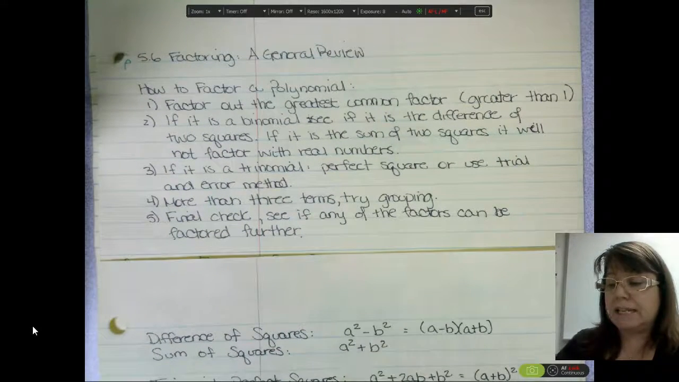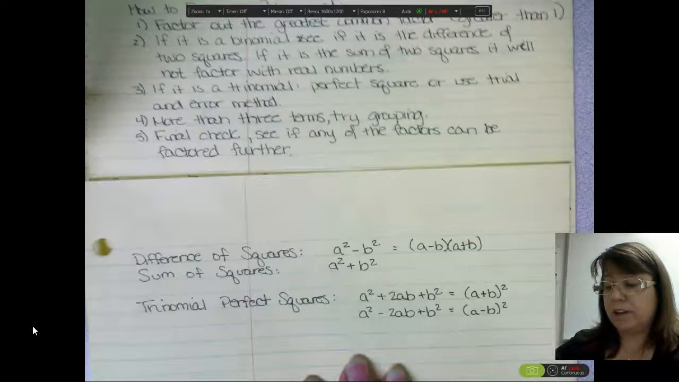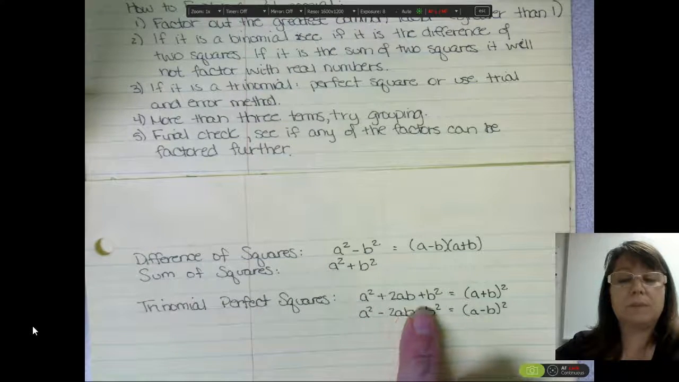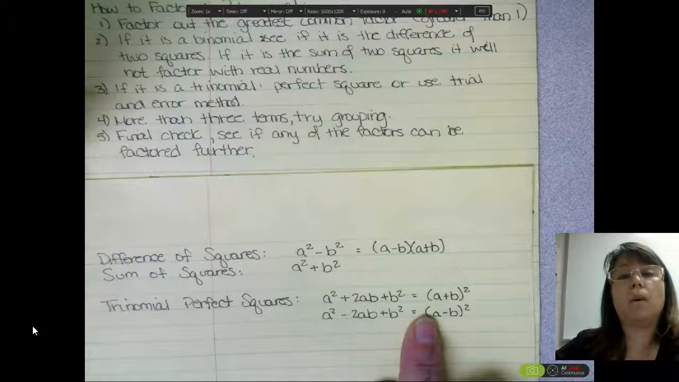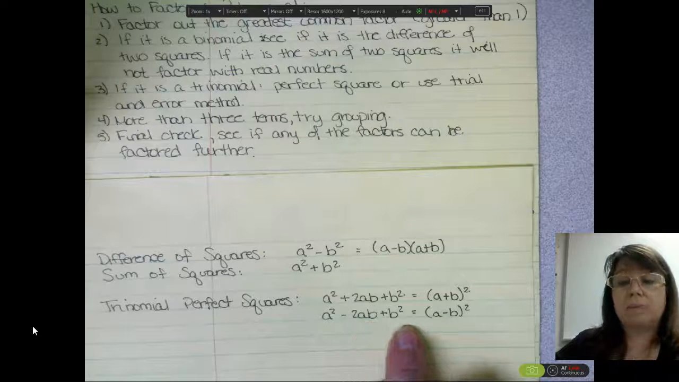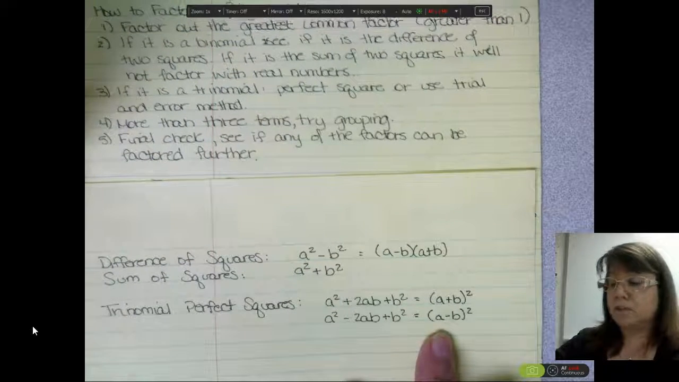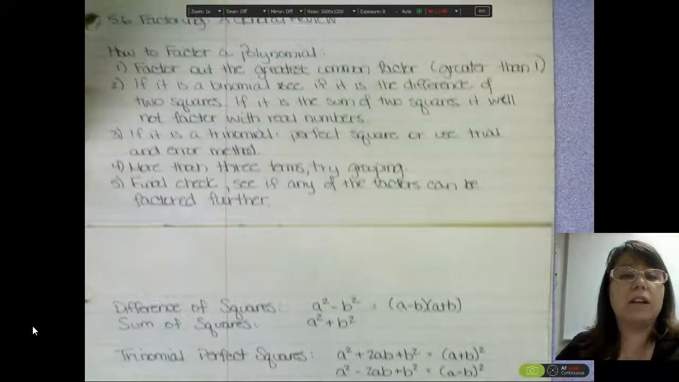Third, maybe it's a trinomial of perfect squares. What I mean by trinomial of perfect squares is where it's a squared plus 2ab plus b squared. That way we can factor it into a plus b quantity squared. Or a squared minus 2ab plus b squared, that can be factored into a minus b quantity squared. So if it's any of those, we can kind of quickly factor.